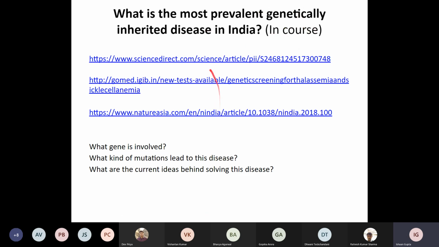There are three papers, not one paper, one Nature article, and one link of one website of researchers who are working on it. I want you to specifically understand what gene is involved, what kind of mutations in this gene lead to the disease, and what are the current ideas behind solving this disease.